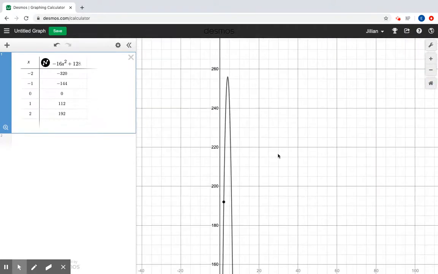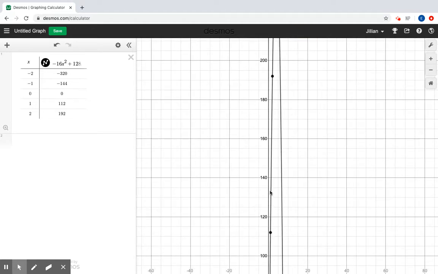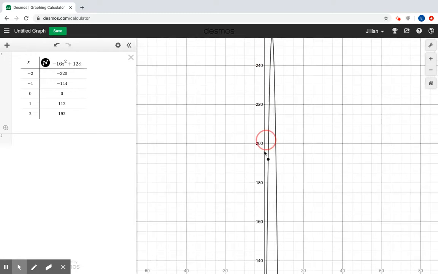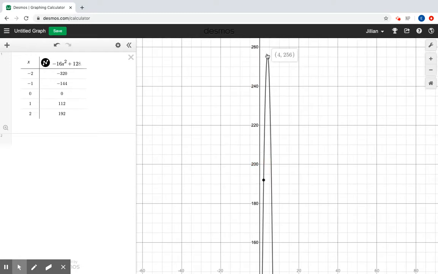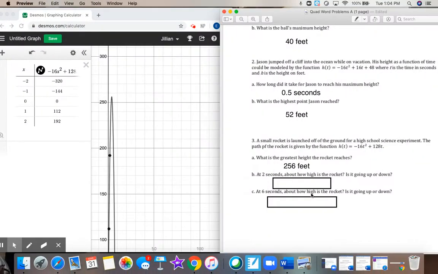And what we're looking for is whether it's going up or down right now. If it was launched from the ground and it goes up, up, up, it hits the vertex. That was its highest point. Now it's going to turn and go down. So on this side with 2, our rocket is going up. So at 2 seconds, how high is the rocket? It's 192 feet and it's going up.